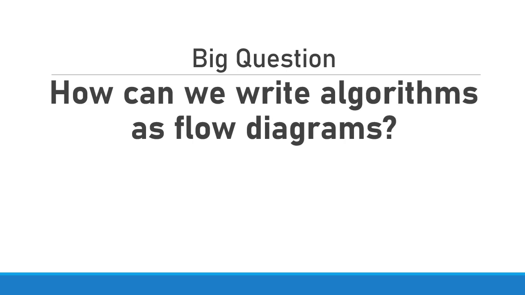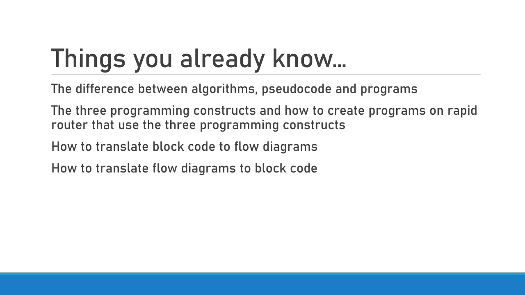Hi, Year 8. So, in our first lesson in our new algorithms module, we're actually going backwards to recap what we've done in Year 7 in this module, where we learnt about how to write algorithms as flow diagrams. We already know the difference between algorithms, pseudocode, and programs, the three programming constructs, and how to create programs on RapidRouter that use those programming constructs. We also know how to translate block code to flow diagrams, and vice versa. We know how to translate flow diagrams to block code.